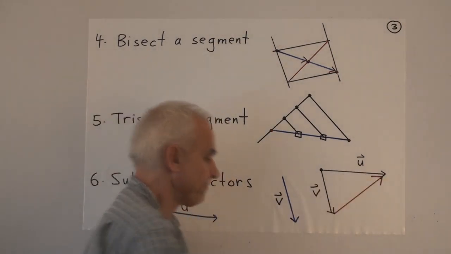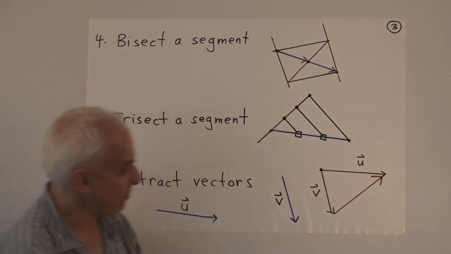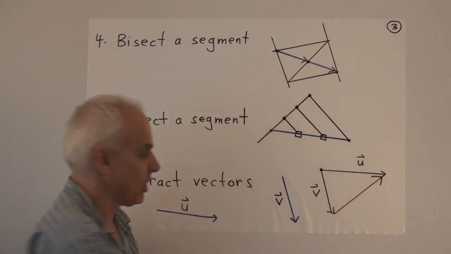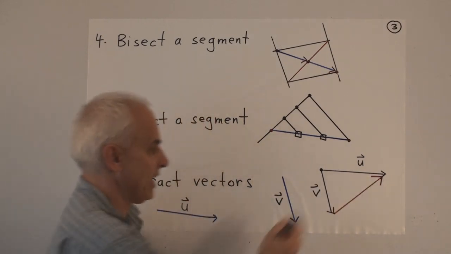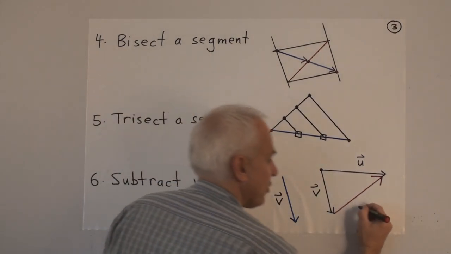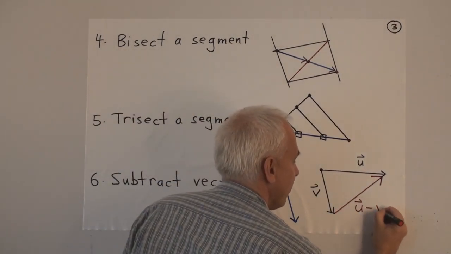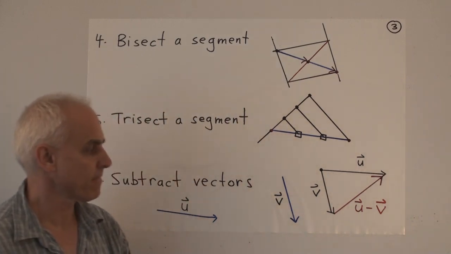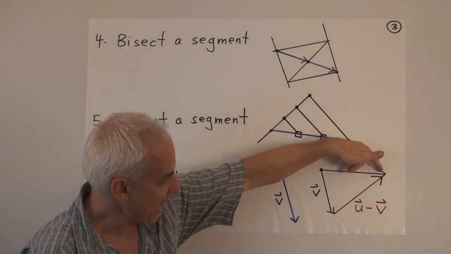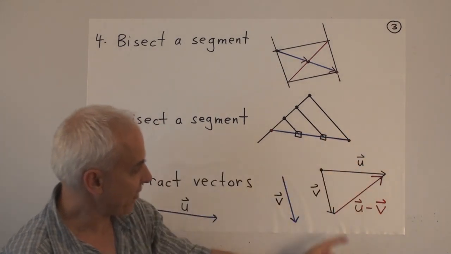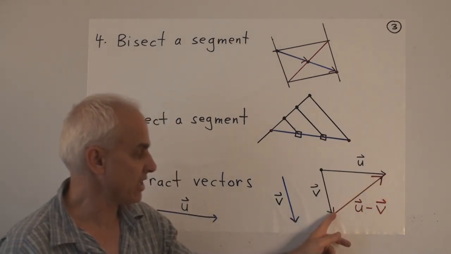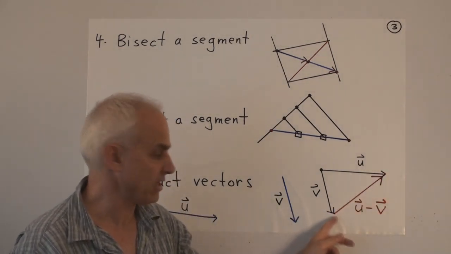So what is this vector here? Well, it has the property that if you take v and follow it by this vector, so v plus this mystery vector is going to be the same as u. Well, that means that this vector is u minus v. And a good way of remembering that is the vector that comes first is at the head, and the vector that comes second, the subtracted vector, is at the tail. So it's final minus initial, or endpoint minus starting point.